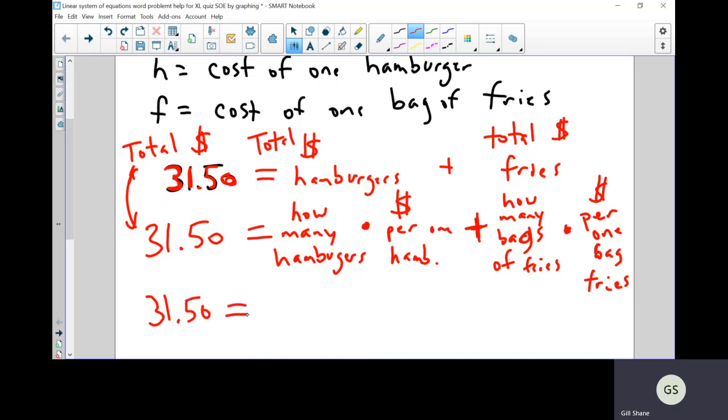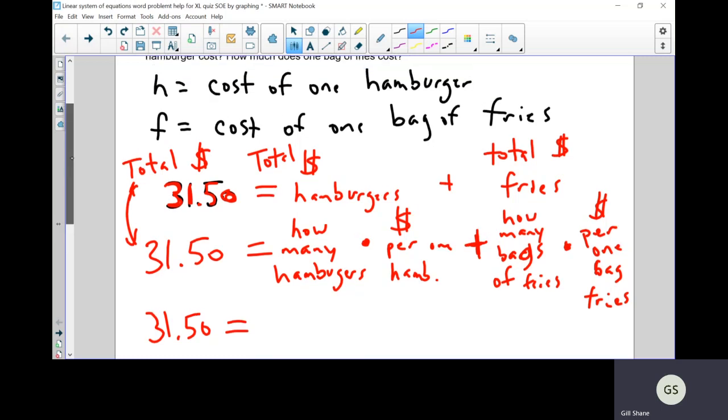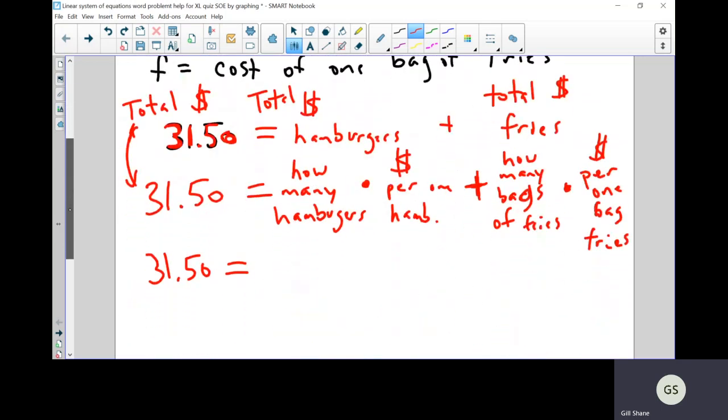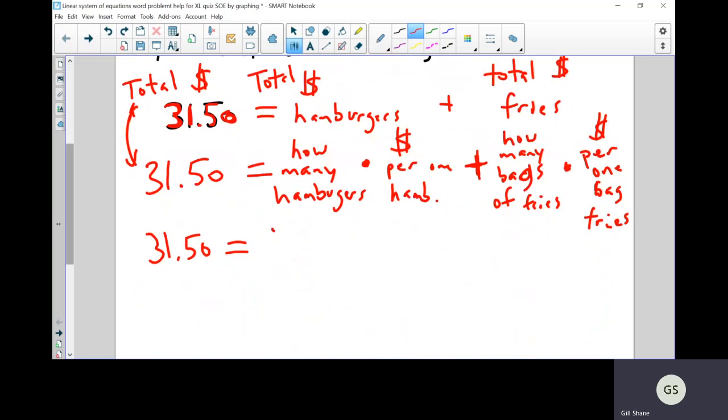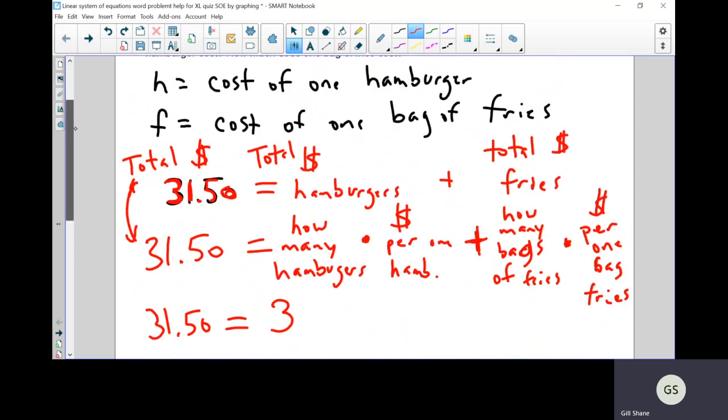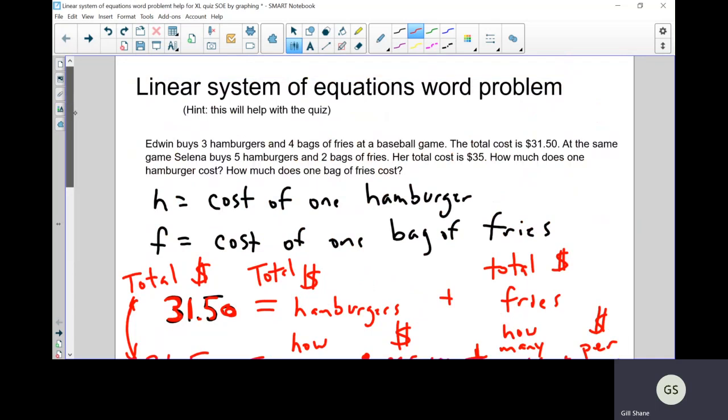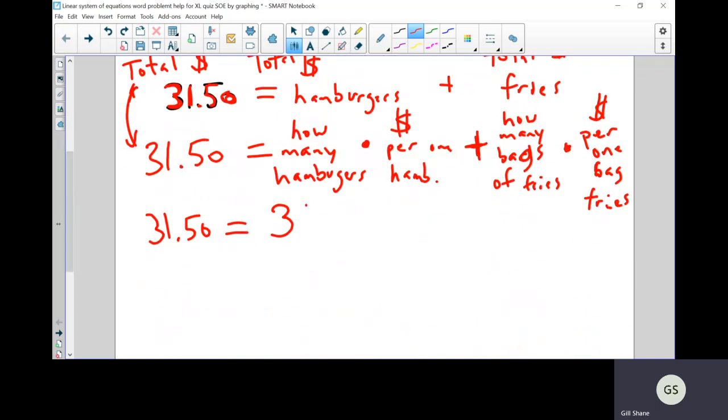equals, I know how many hamburgers, again, I'm doing this for Edwin. Edwin bought 3 hamburgers, so that's how many hamburgers he bought. I don't know how much one hamburger is, but I do know that the cost of one hamburger is H. I made that my variable up top right here. So if I know that's what, then I can just put 3H.